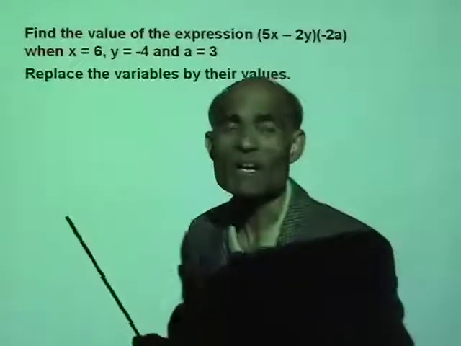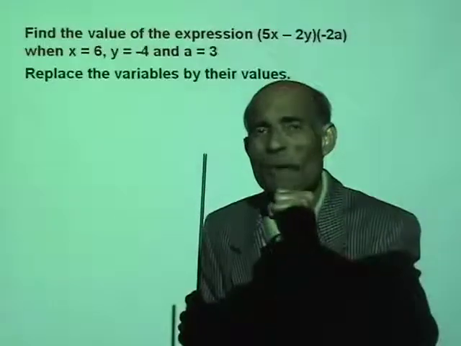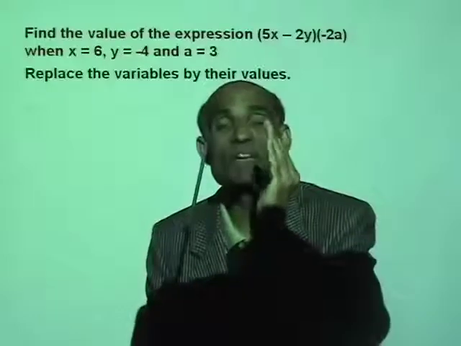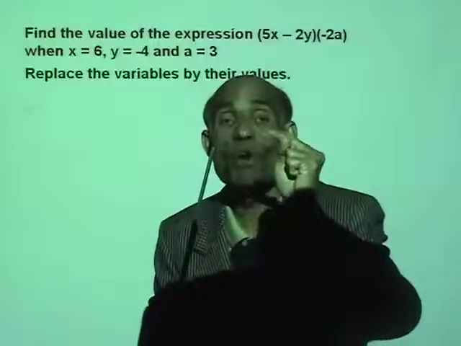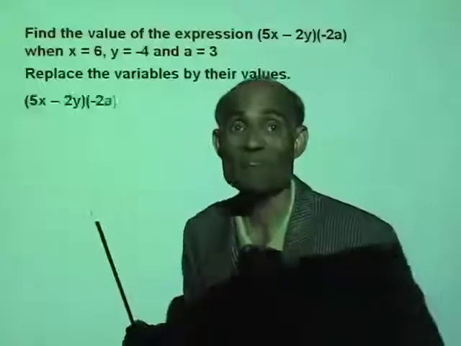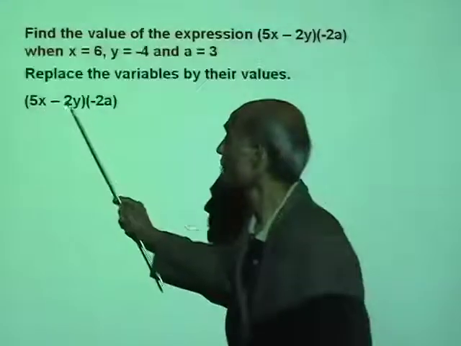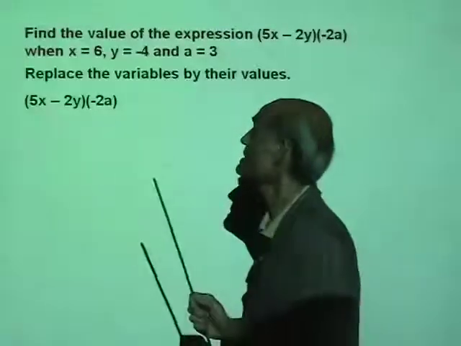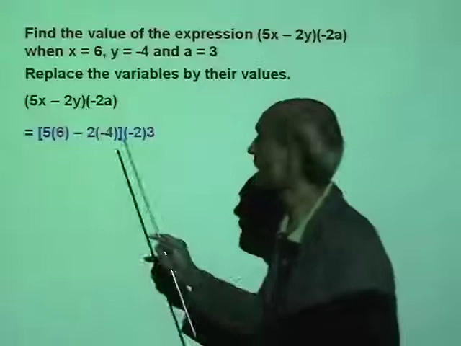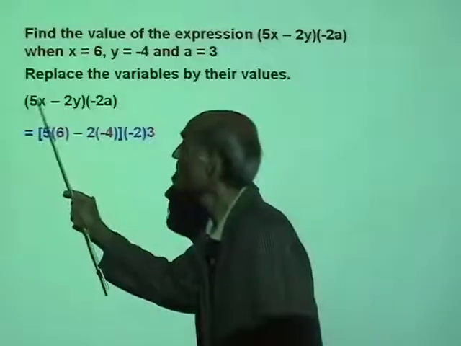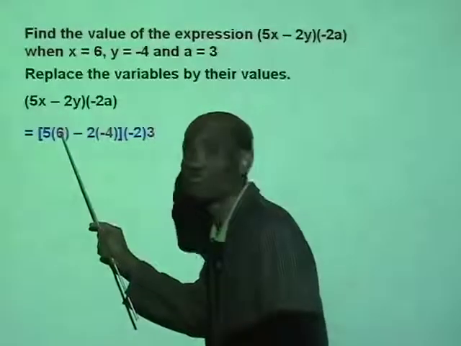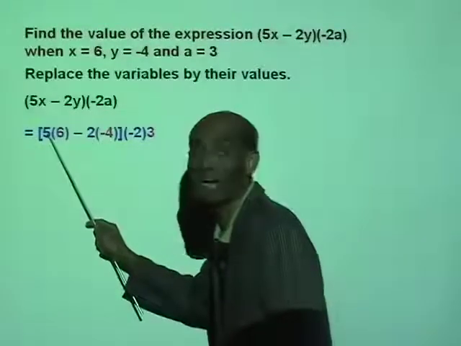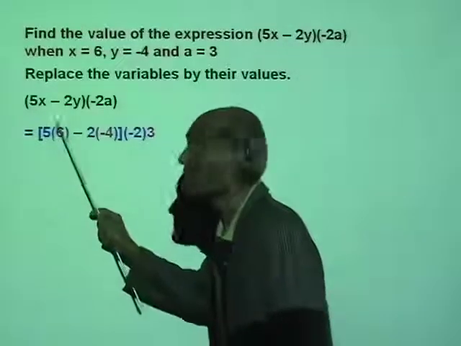Now, whenever you replace a variable by a number, put that in a parenthesis so that you can identify there was a variable sitting there before, and now I have its value. So, 5x minus 2y in parenthesis multiplied by negative 2a. Replace the values. Look at the way I have done that. In place of x, I have now 6. So I put that 6 in parenthesis, showing that I need to multiply this 5 with that 6.